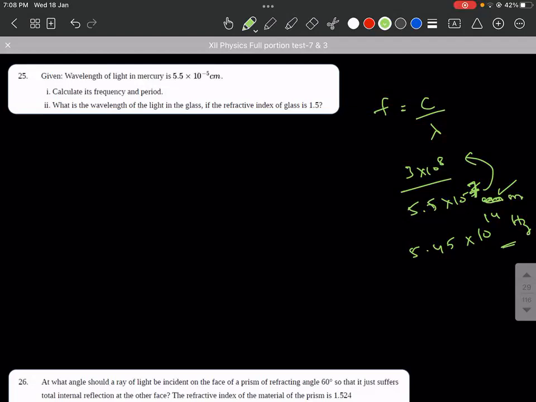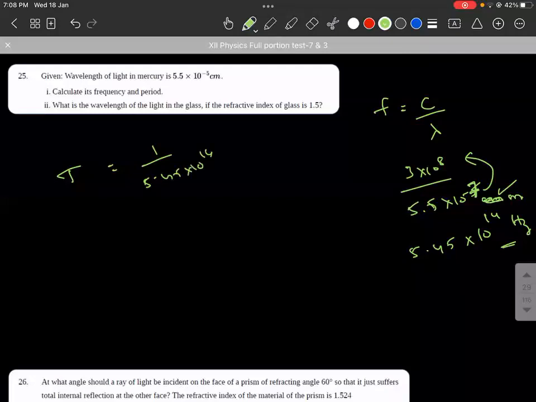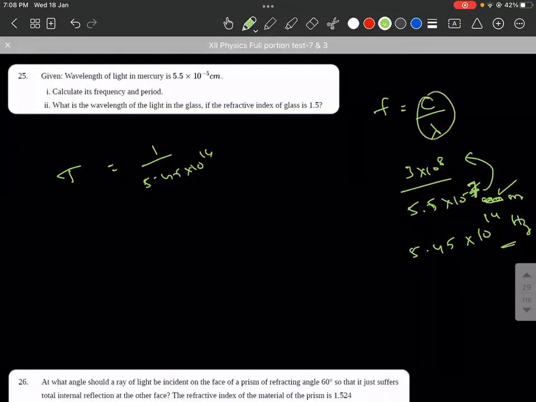Yeah. So what is going to be the period? Period means time period is what they are asking. Time period is the reciprocal of frequency. So T is equal to 1 divided by 5.45 into 10 power 14. You can either do this or calculate lambda by C. That should also give you the answer. So 5.5 divided by 3, tell me what is the answer. It is going to be 1 point something. What did you get? 1.83.